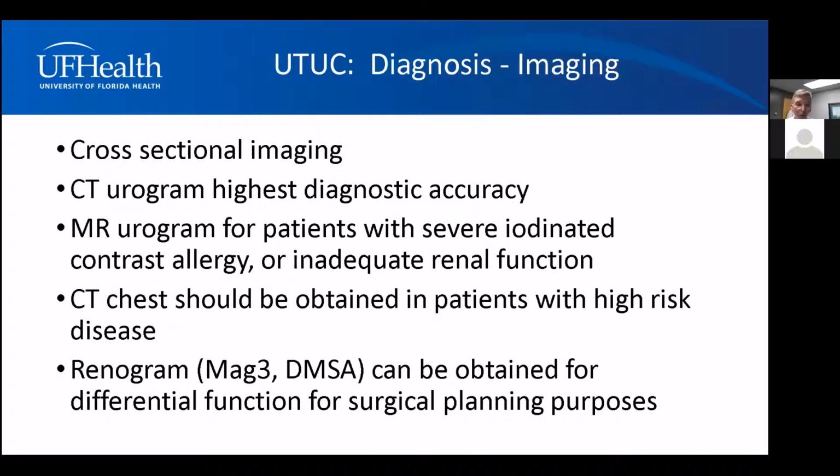Imaging is really important, cross-sectional imaging. This is where we've been using MRI so frequently, but really CT urogram has the highest diagnostic accuracy. MRIs are used for inadequate renal function and contrast allergies. A chest CT should be obtained in these high-risk patients because they may have metastatic disease. Prior to removing a kidney, a radical nephroureterectomy, make sure you look at differential function.